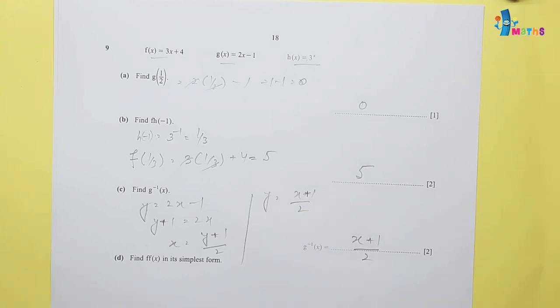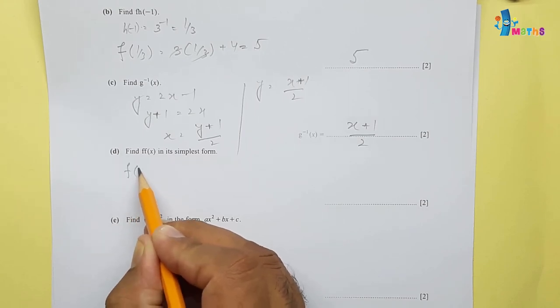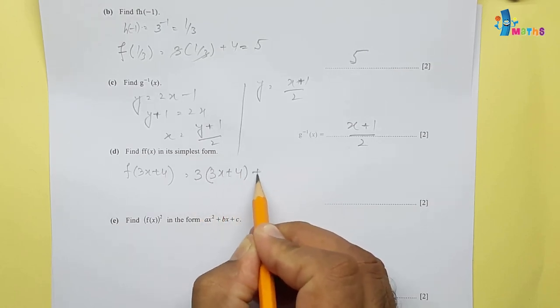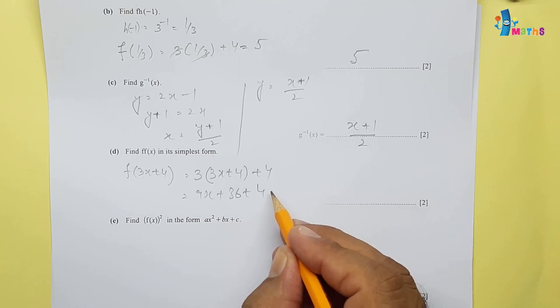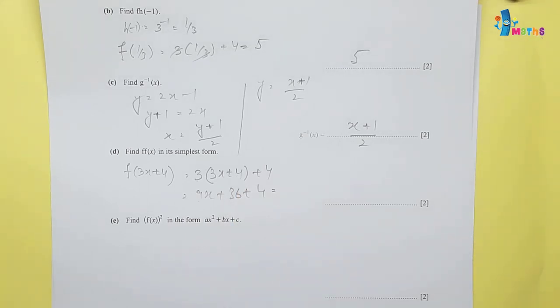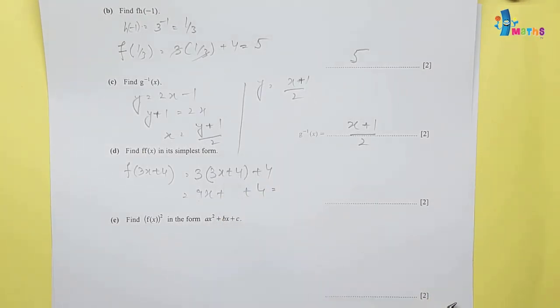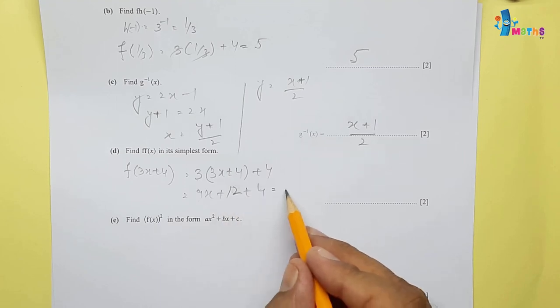D part, find f of g of x in its simplest form. So we will find f of x first. f of x is 3x plus 4, so we'll find f of 3x plus 4. We will replace x with 3x plus 4, so 3 into 3x plus 4, plus 4. So this will be 9x plus 36 plus 4. Basically, 9x plus, not 36, this should be 12. So I will fix this one: instead of 36 we can write 12, so 12 plus 4 will be 16, so it will be 9x plus 16.